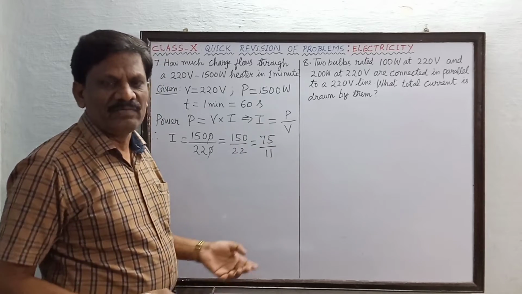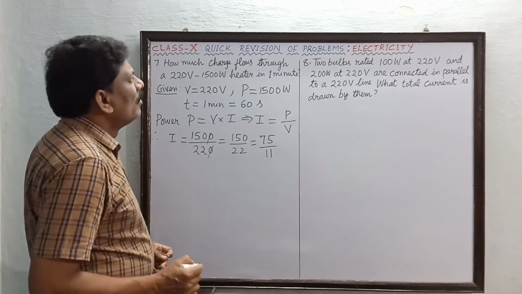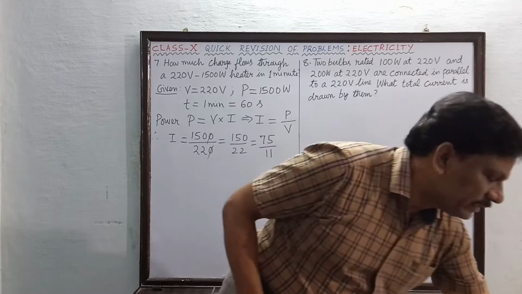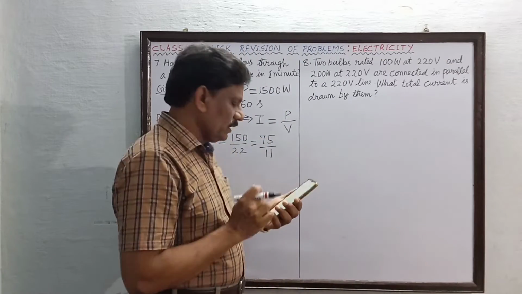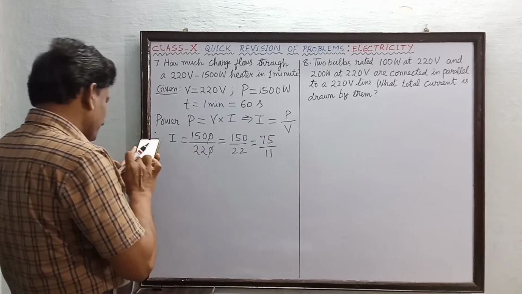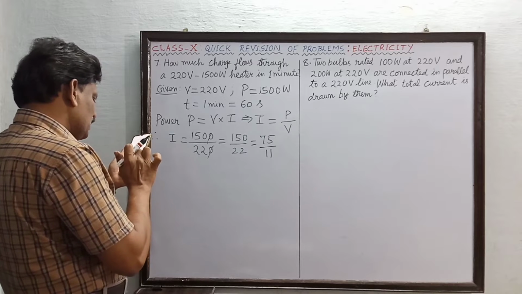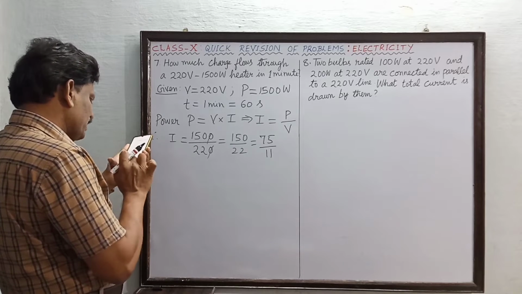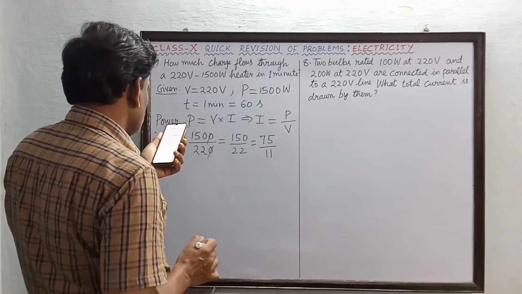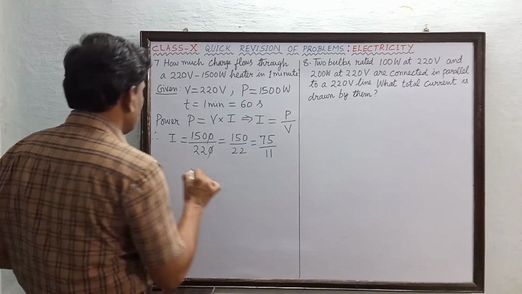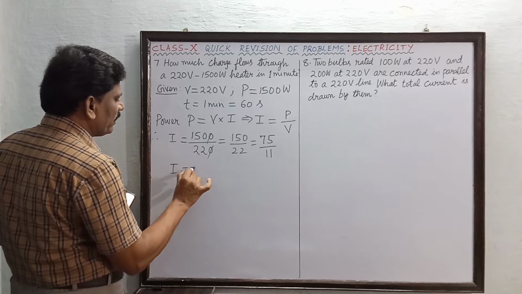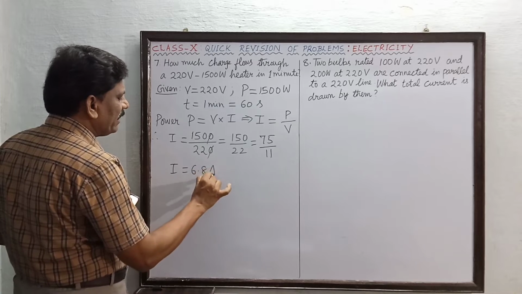75 divided by 11 will be equal to, I will check it in the calculator and tell you, okay? So this is 75 by 11. 75 divided by 11. So this is coming as 6.8. So I is equal to 6.8 ampere.